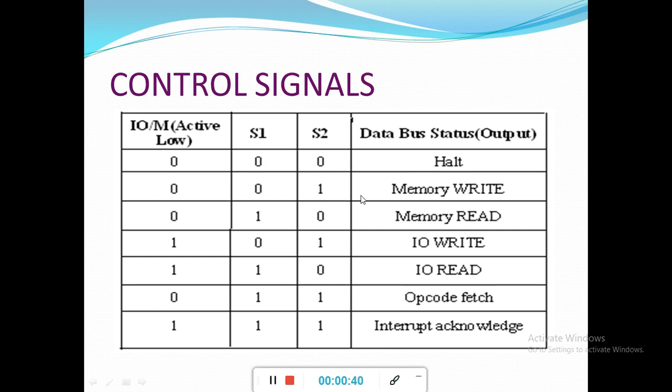When 0 0 1 is there, it is the memory write condition. When 0 1 0 is there, it is the memory read condition. When it is 1 0 1, it is the IO write condition, meaning input output write. 1 1 0 is the IO read condition. When IO/M bar is 0 and 1 1 is there, it is opcode fetching, meaning it is getting the opcodes of the instruction, and 1 1 1 is for the interrupt acknowledgement signal.